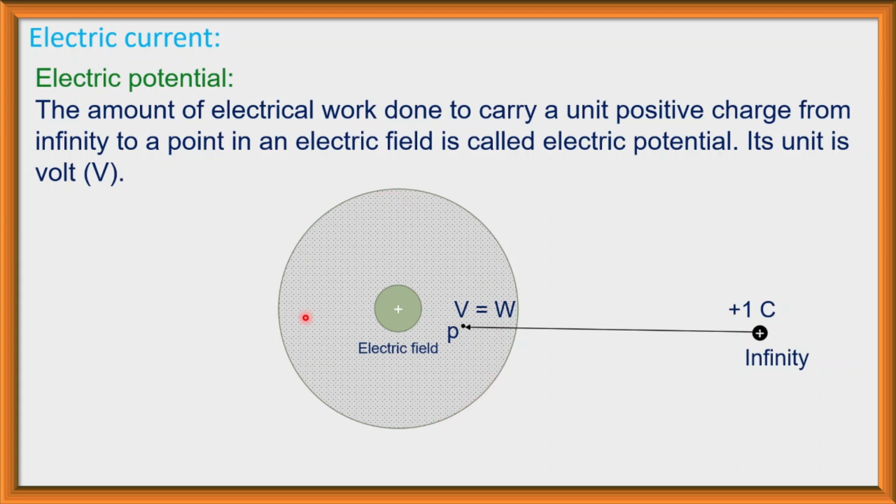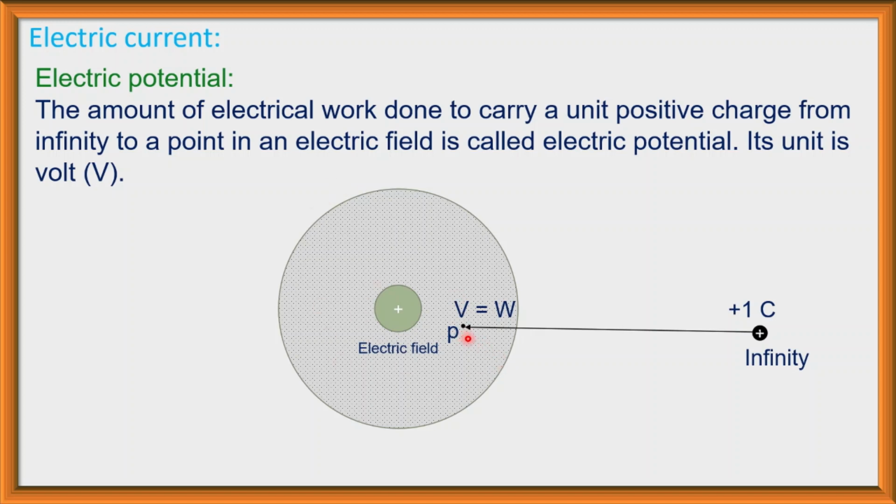Consider this is the electric field around this charged body or charged particle. And consider we will bring a plus 1 coulomb charge from infinity to a point P, and the amount of electrical work done to bring this plus 1 coulomb charge from infinity to this point is W. Then potential of this point V is equal to W. So potential means amount of electrical work done to carry or bring plus 1 coulomb charge from infinity to a point in an electric field.